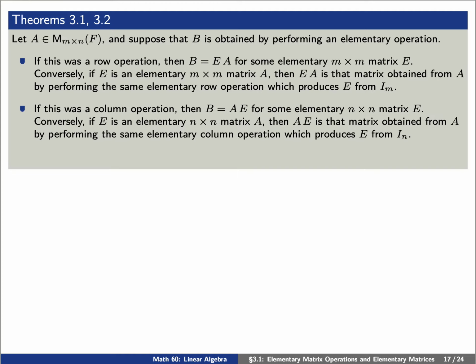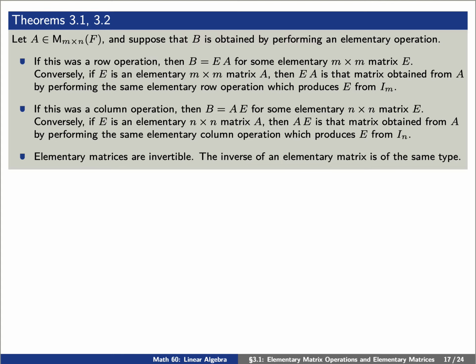If this were a column operation, on the other hand, B is A times E for some elementary n by n matrix E. Conversely, if E were an elementary n by n matrix, then A times E is that matrix obtained from A by performing the same elementary column operation which produces E from the n by n identity matrix. Finally, elementary matrices are invertible. The inverse of an elementary matrix is of the same type.